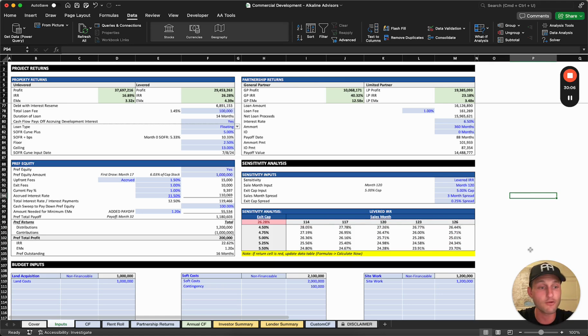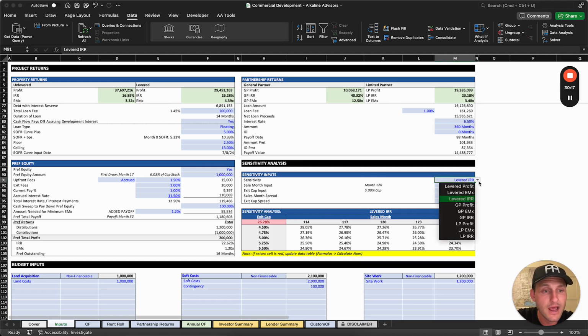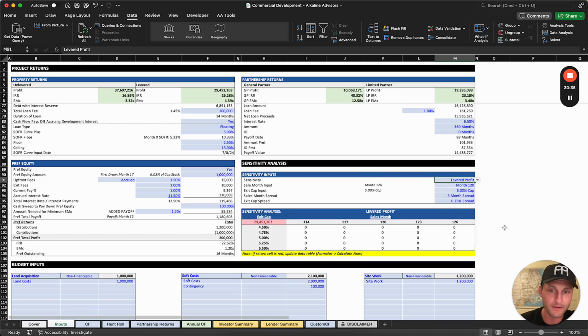It's essentially iterating all of those scenarios and showing us what, in this case, the levered IRR would be at those different scenarios. What's cool about this sensitivity analysis is we can actually toggle to see what the sensitivity would look like for not just the levered IRR, but the profit, the equity multiple, and the IRR at a project level, at a GP level, and at an LP level. So right now we're at levered IRR. Let's say we want to see the levered profit. What happens? It zeroes out.